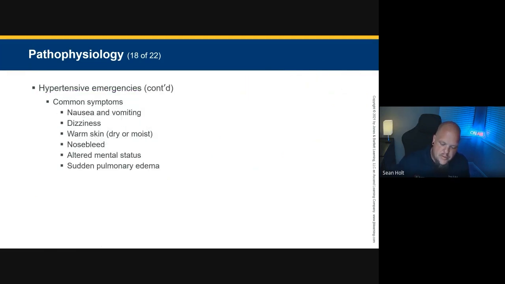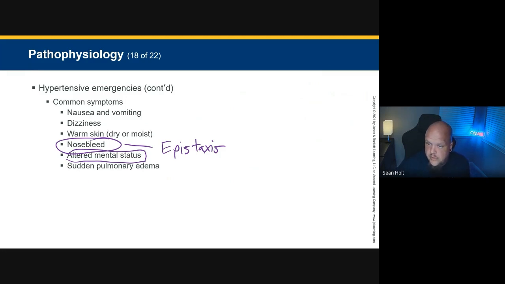Common symptoms also can include nausea and vomiting, dizziness, warm skin, which could be dry or moist, nosebleeds. Okay, so remember, hypertension, high blood pressure can cause nosebleeds or epistaxis. Right? The medical term for nosebleed is epistaxis. Okay, altered mental status because of high blood pressure. Not a good thing, right? We start worrying about a stroke, okay?